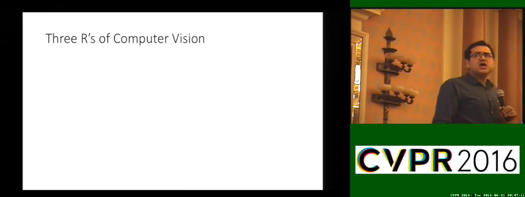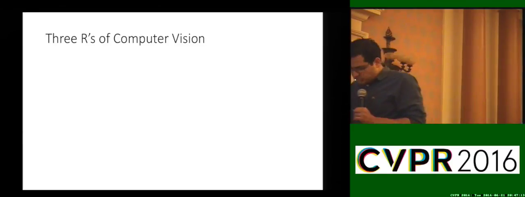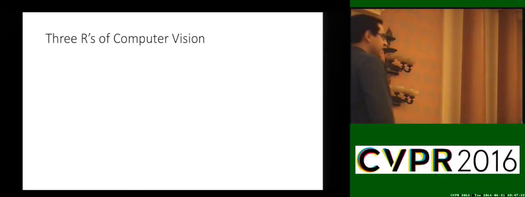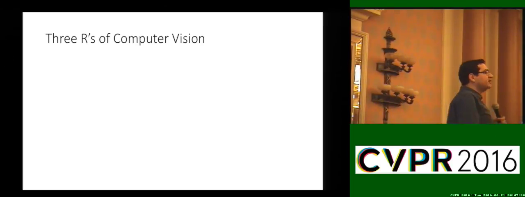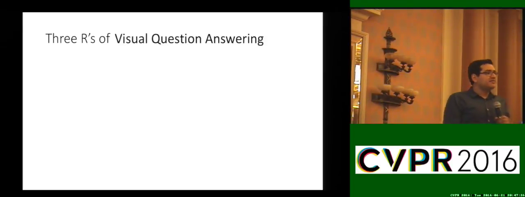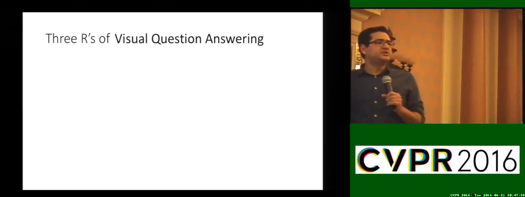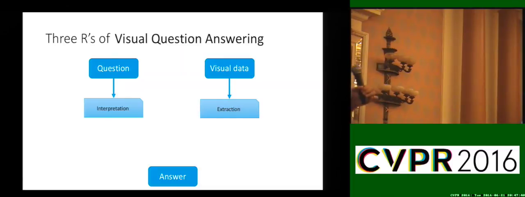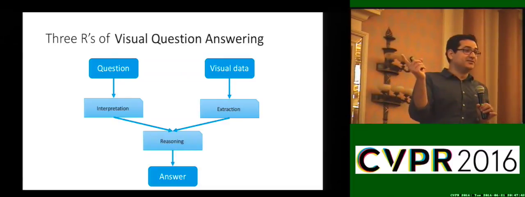So if I want to break down the problem, what should I do? I was thinking about the components that exist. I remember Jitendra's famous talk on the 3 R's of computer vision, and I thought there might be 3 R's of visual question answering. There are in fact 3 components: a question, visual data, and an answer. My 3 R's would be the interpretation, well, sorry, that doesn't have an R, the extraction, but I have 1 R, the reasoning part.